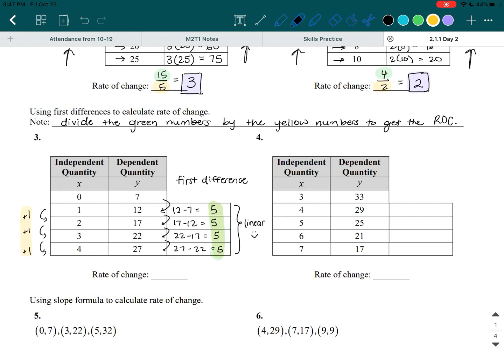Let's calculate it. So you're going to take the green number on top, which is 5. Divide it by the yellow number on the bottom, which is 1. So 5 divided by 1 is 5. Our rate of change is 5.